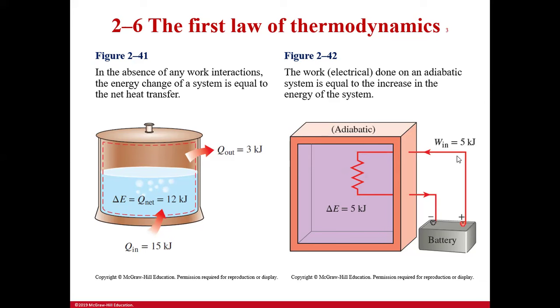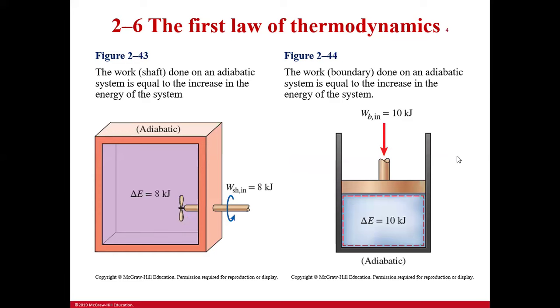Electrical work done in an adiabatic system is equal to the increase in energy of the system. So in a battery, electrons flow from the negative cathode to the positive anode, and 5 kilojoules is transferred by the battery to the adiabatic room. Similar idea over here: one is a rotating shaft, another is a moving piston.